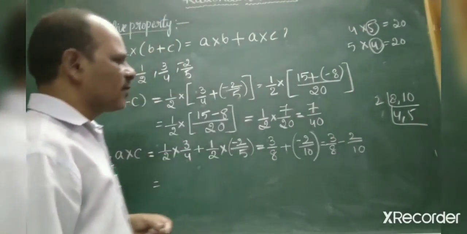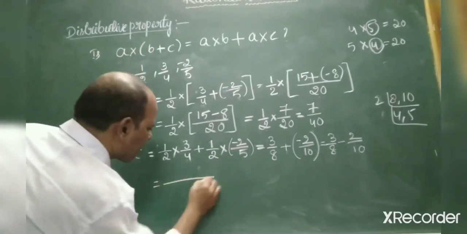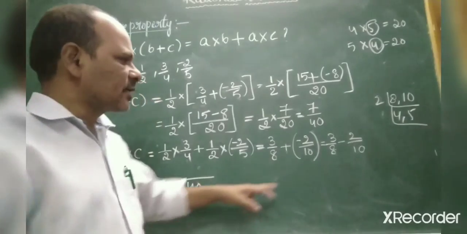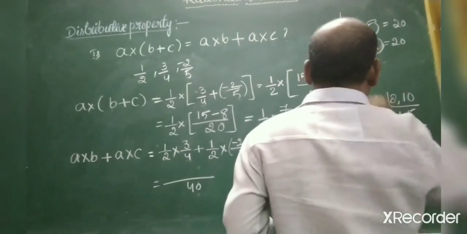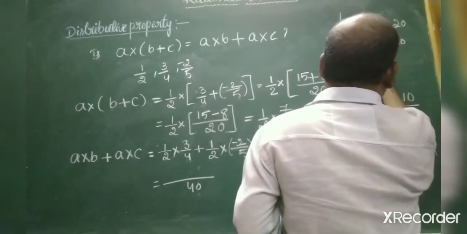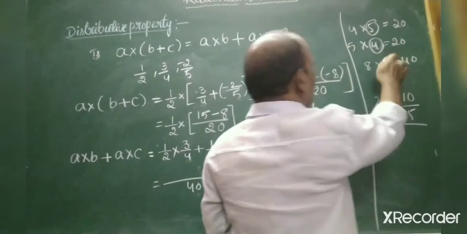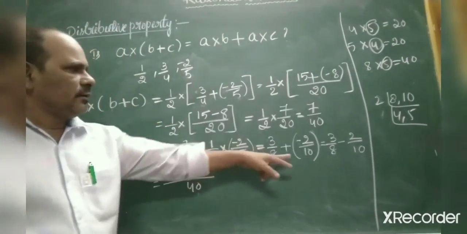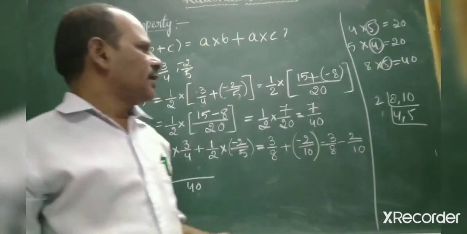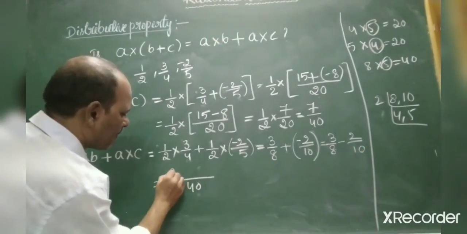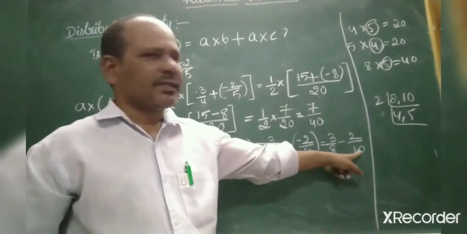LCM of 8 and 10 is 40. Now check 8, how many times in 40? 8 times 5 is 40, so 5 is multiplied with numerator 3. 8 threes is 24, minus. Now check with 10.